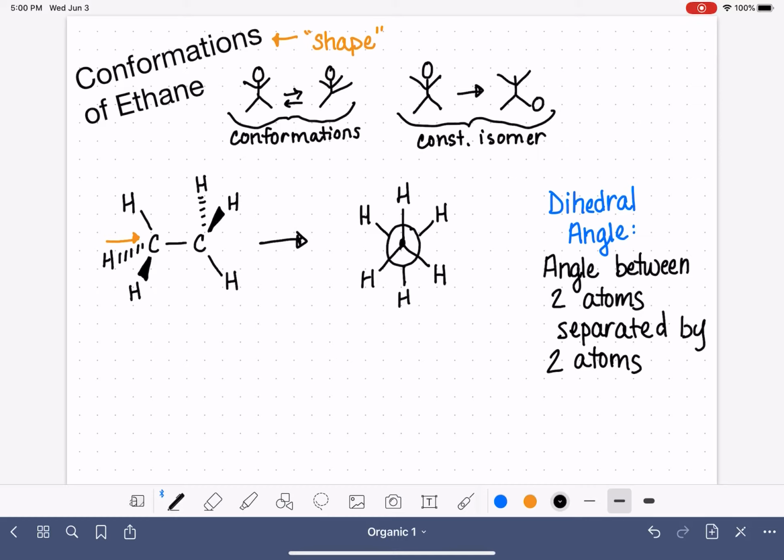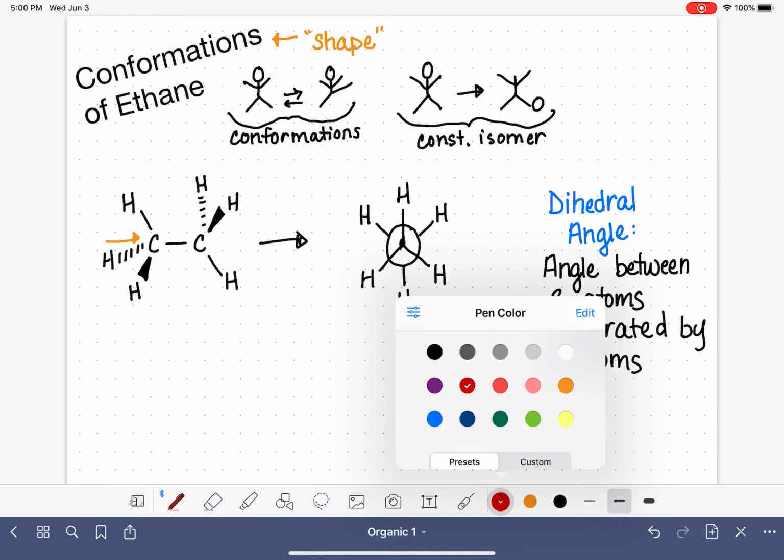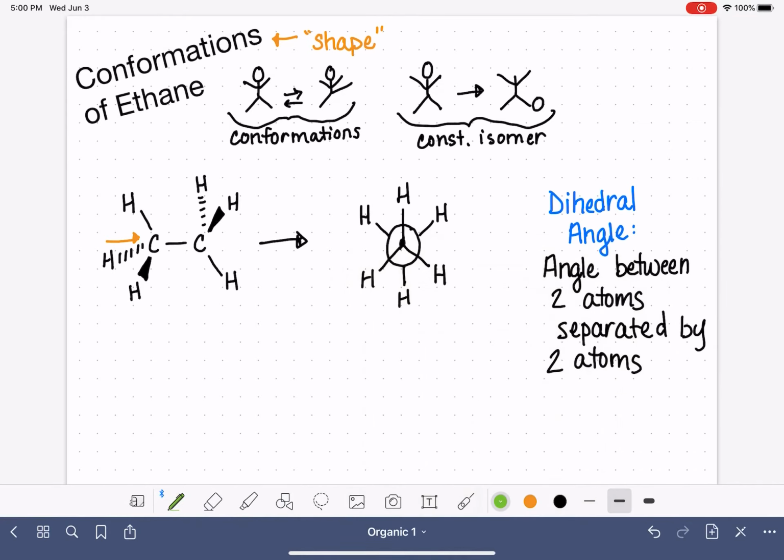So I totally understand that that is very confusing when it's written in words. But let's break this down, because I promise you it's not that confusing. So let's go find two atoms that are separated by two atoms. Let's take this hydrogen right here, and I'm going to turn it green so that we can keep track of it. And let's identify that same hydrogen in our Newman projection. And then that's going to be one of our two atoms.